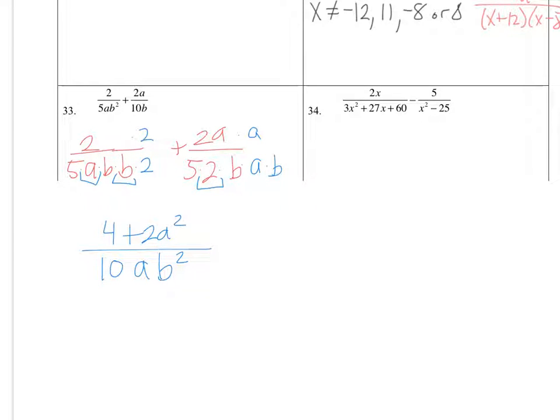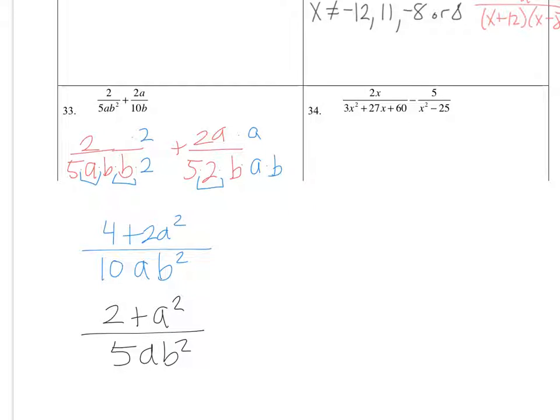We could have done some reducing on the second one that would have made that a little bit easier. But that's okay. We've combined those effectively. An acceptable alternative answer would be 2 plus a squared over 5ab squared.